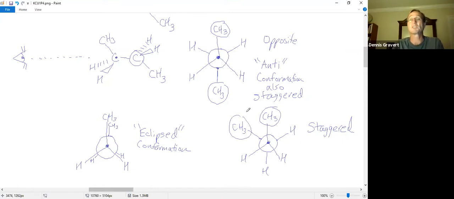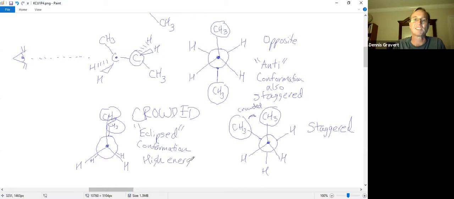Well, find out where the biggest groups are first. They're the ones that are going to be the most crowding. And they're together here. They're kind of crowded. Not as bad as these two methyl groups. Like, yikes. It's crowded. A lot of electronic repulsion there. This is high energy. How'd you get here? Because we forced it into this shape.